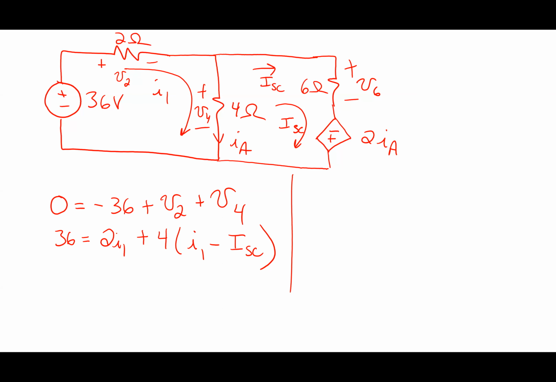Now about the right mesh. Again, I'm going to start in this corner and go around counterclockwise. 0 equals. Since I go minus to the plus on the 4 ohm, I'm going to write just minus V4. Now I know you guys like to go to writing that immediately in terms of the currents, right? I don't. The reason I don't is because there's so many minus signs to keep track of.